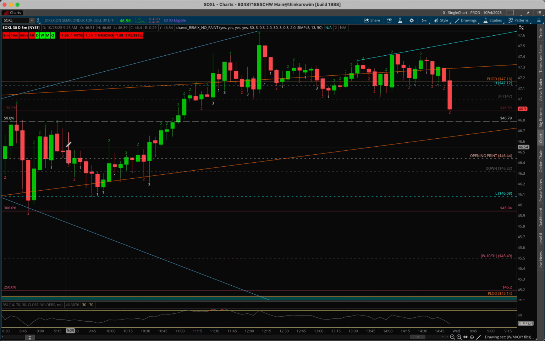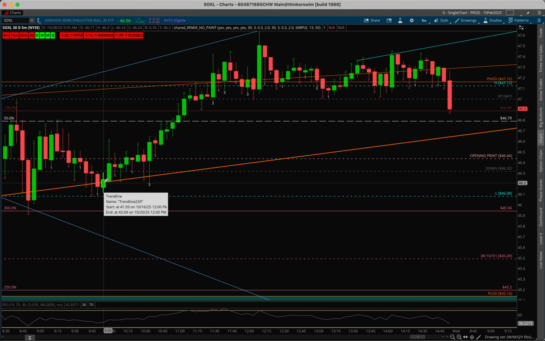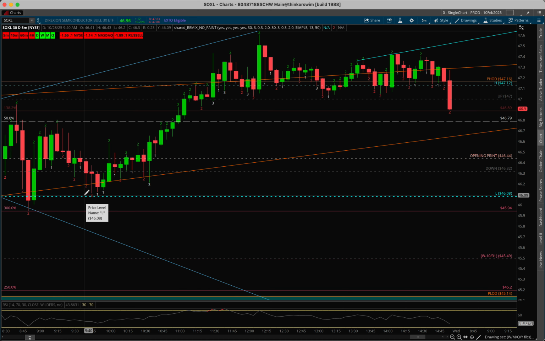We pushed back up and got back over the opening print, but we did fall back through it again, and we got a second bounce off of the overnight low, but this time a slightly higher bounce, so we're getting a higher low here. And then we start to get the push up that we would have got. So here is where you could have bottom ticked it if you would have got in with the second bounce off of the overnight low.